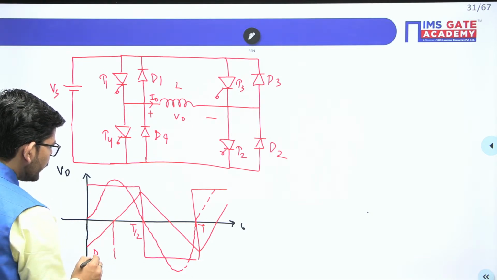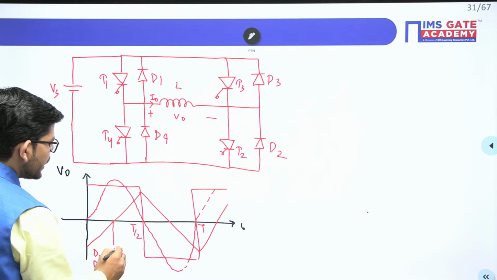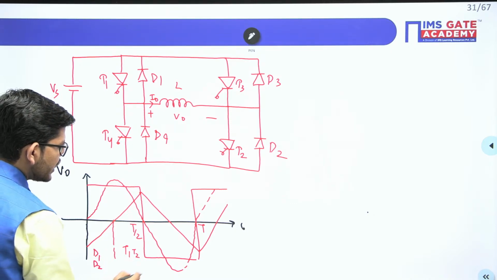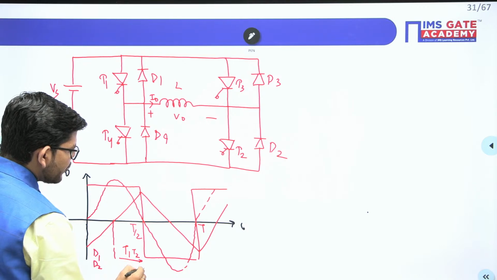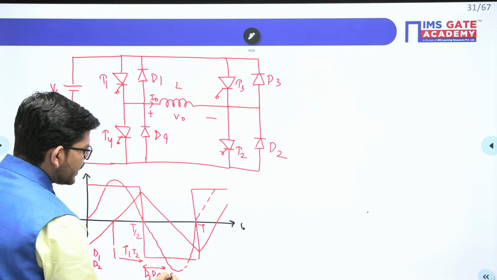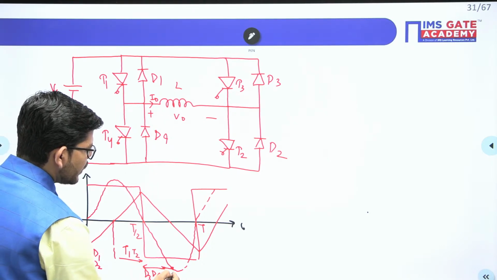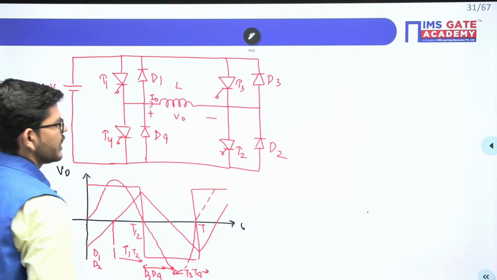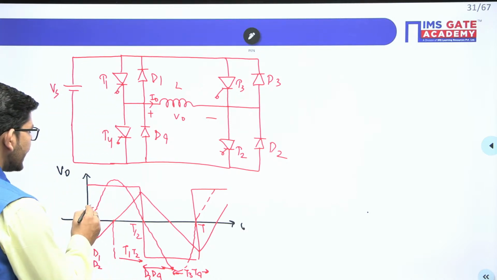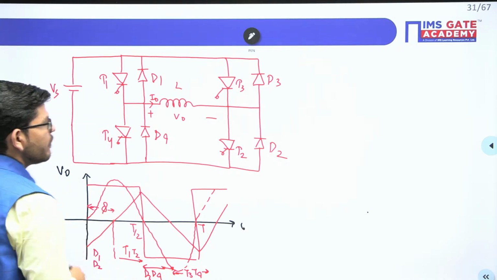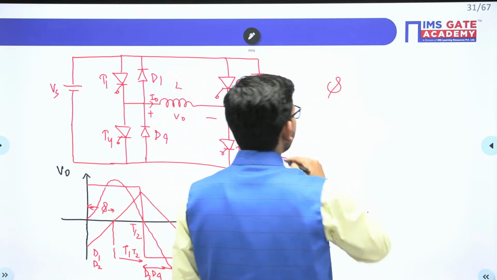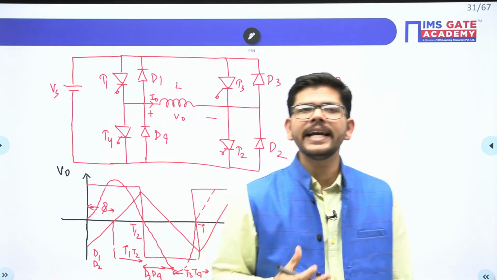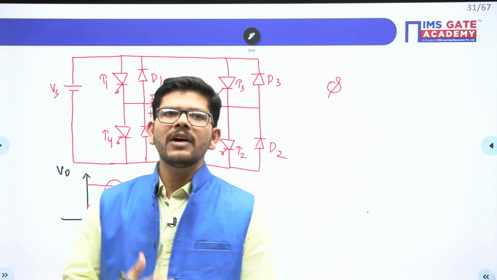Up till this moment, we have D1, D2 conducting. Here we have T1, T2 conducting. Again here we have D3, D4 conducting, and from this moment we have T3, T4 conducting. So this is the angle phi, the angle by which the output current is lagging the output voltage.